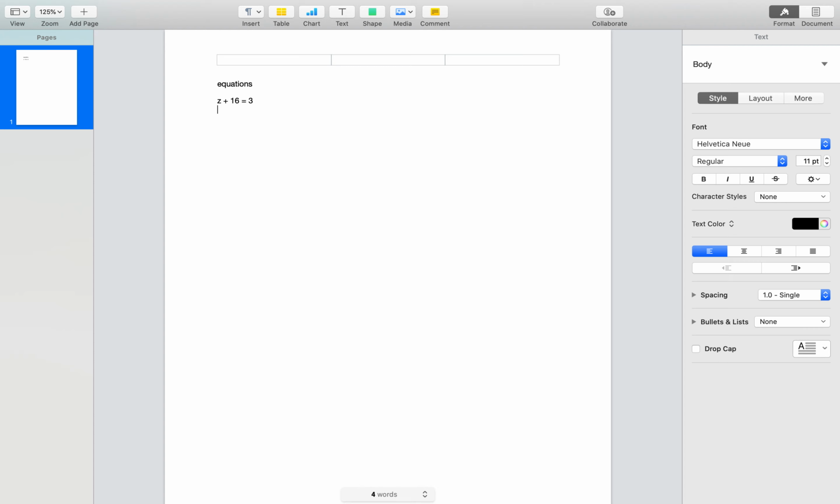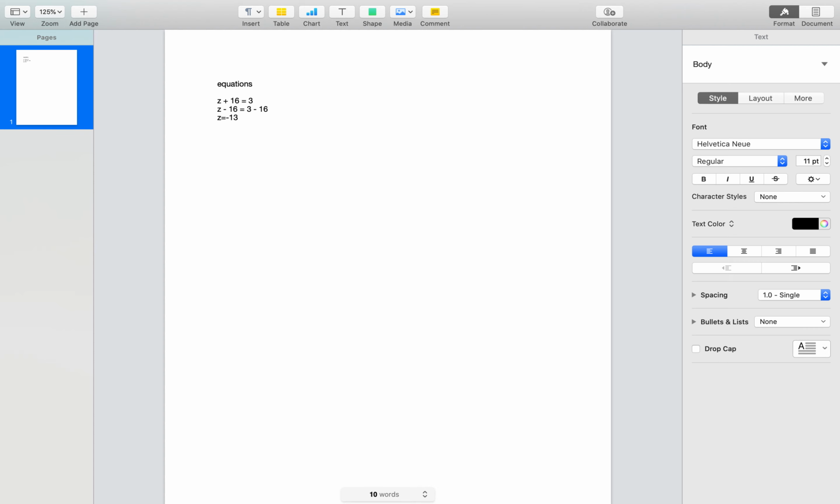So if we have z plus 16 equals 3, we would do z plus 16 minus 16 equals 3 minus 16. And then you're just going to solve. So if you're taking a 16 away from this side, these two are just canceling each other out. So you get z. And then you're going to do this side. So we're going to take 16 away from 3. So if you have a smaller number and you're taking away a larger number, you're going to get a negative number. So this one should be negative 13.